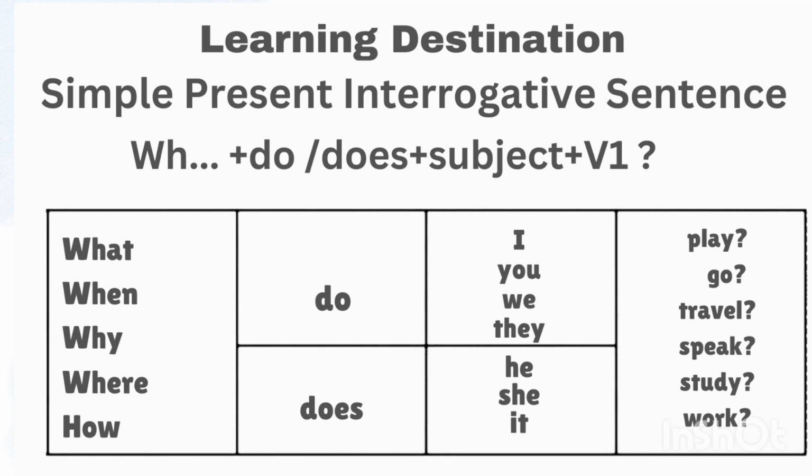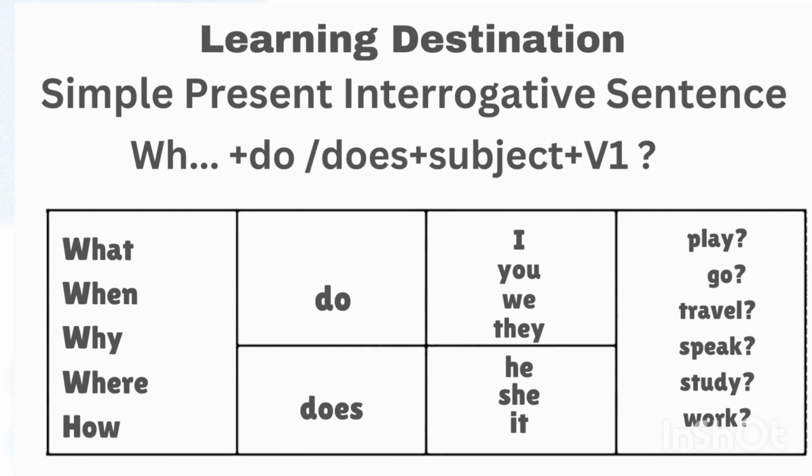When does she travel? Why does she travel? Where does she travel? How does she travel? When does my auntie travel? Why does my aunt travel? Where does my aunt travel? How does my aunt travel?